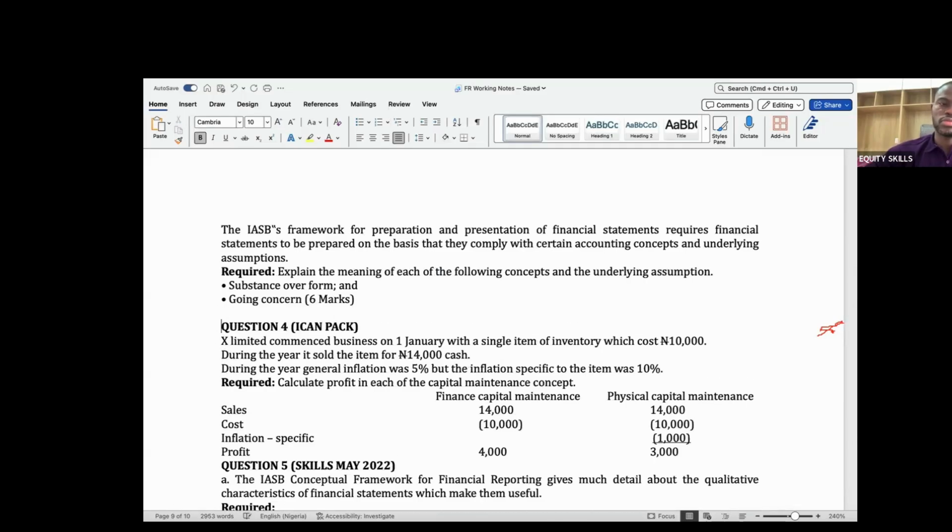Another one. It said the IASB framework for preparation and presentation of financial statements requires financial statements to be prepared on the basis that they comply with certain accounting concepts and underlying assumptions. Required, explain the meaning of each of the following concepts and underlying assumptions. Number one, going concern. Number two, substance over form. Is there anybody that can? I need somebody to talk about going concern. That's the way I explained it to you.